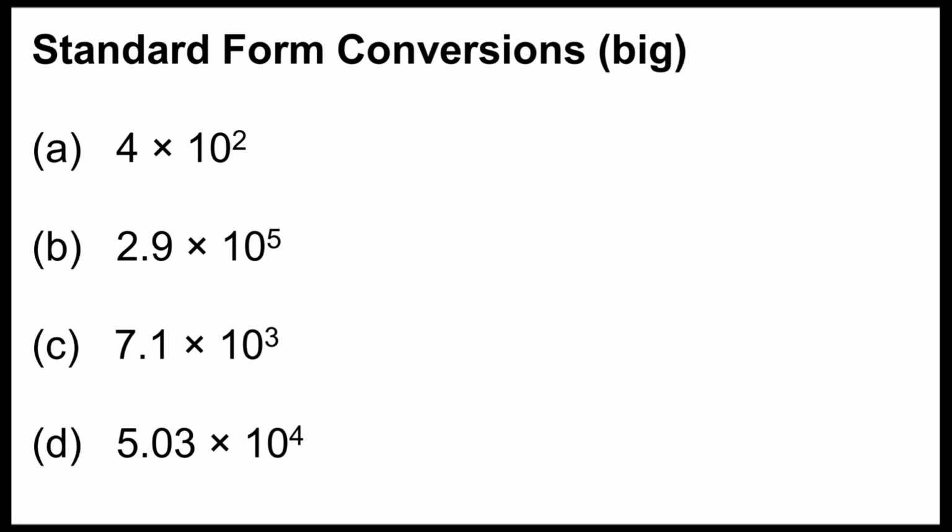So my first example, which is 4 times 10 to the power of 2, I start off with my first number, which is 4, and then multiply it by 10 twice, meaning I get 2 zeros at the end. This means 4 times 10 to the power of 2 as an ordinary number is 400.